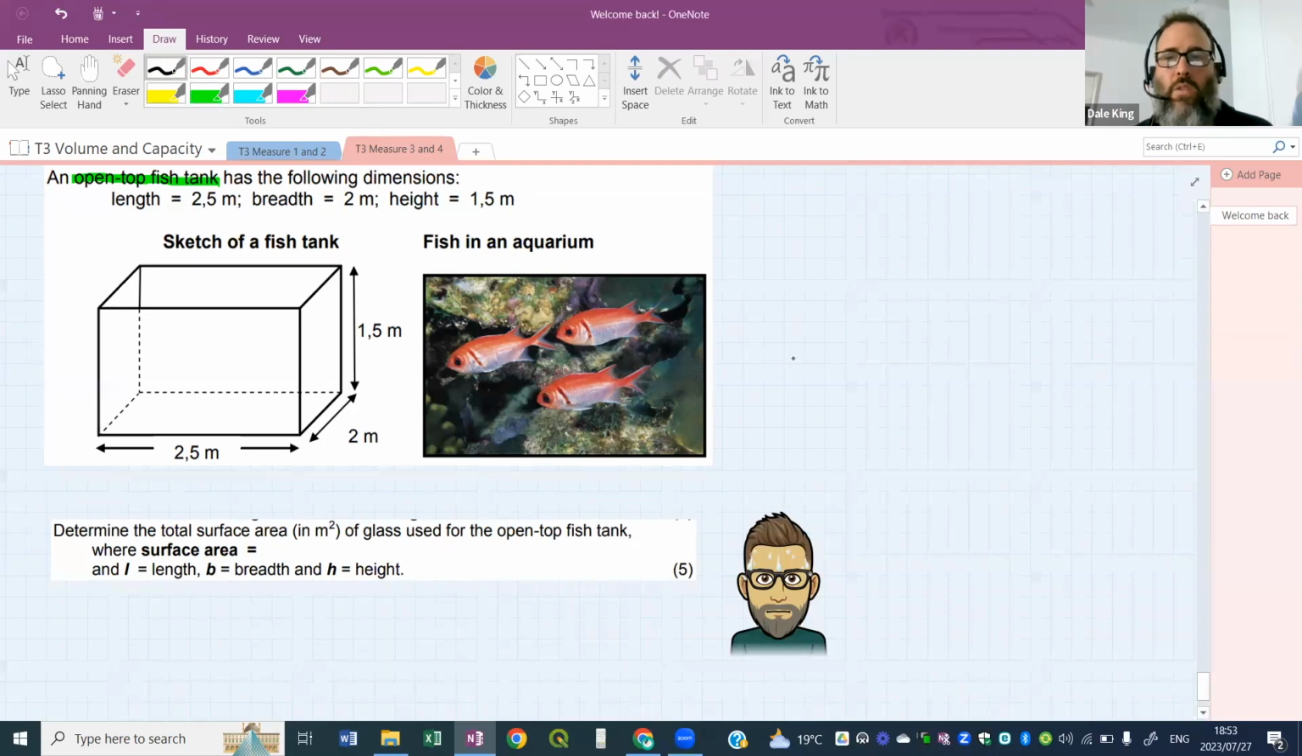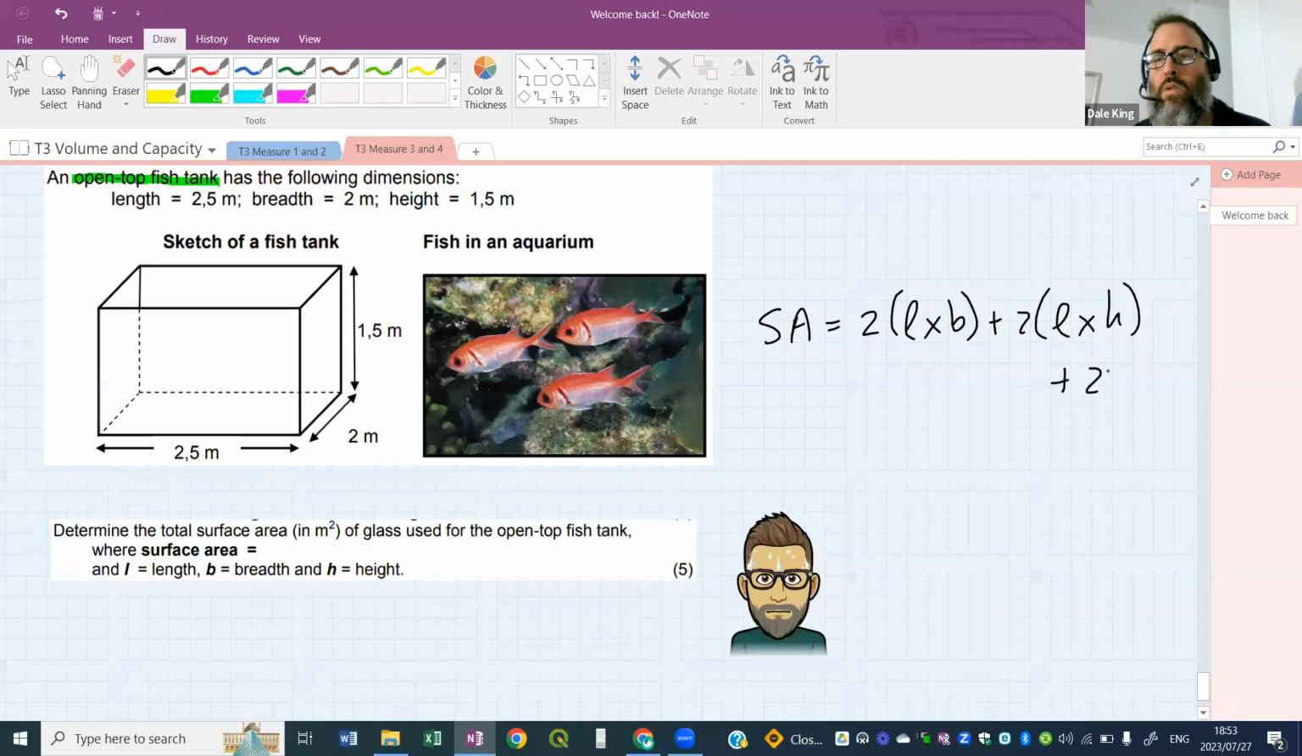I'll write the surface area formula for a rectangular prism. I'll give you the original formula for a whole rectangular prism: length times breadth plus 2 length times height plus 2 breadth times height. But I'm warning you, be careful, because this is an open top fish tank. I want to see if you guys can figure it out.